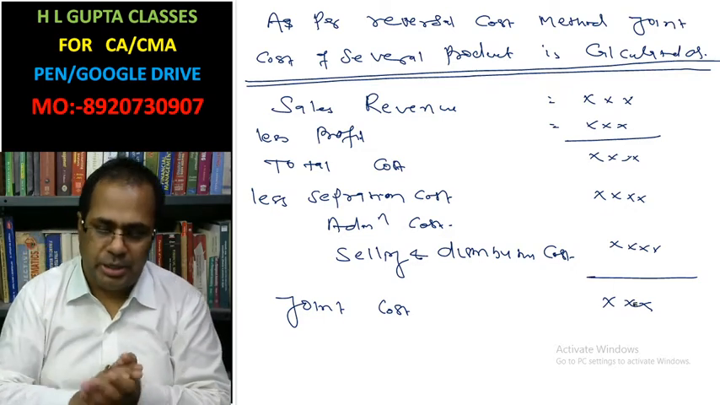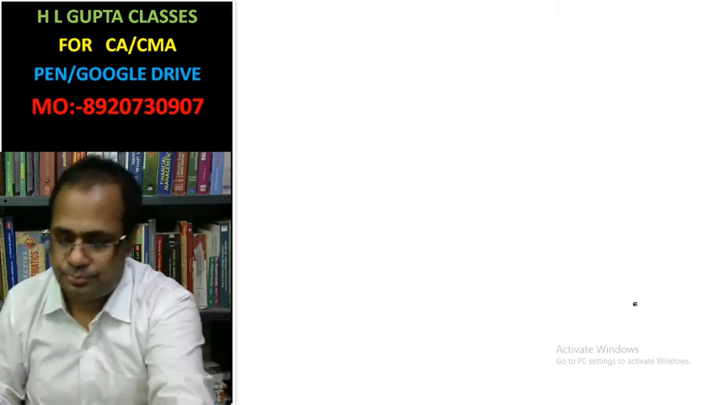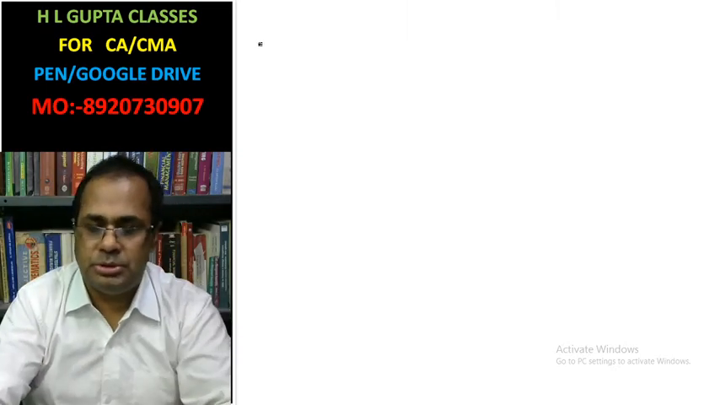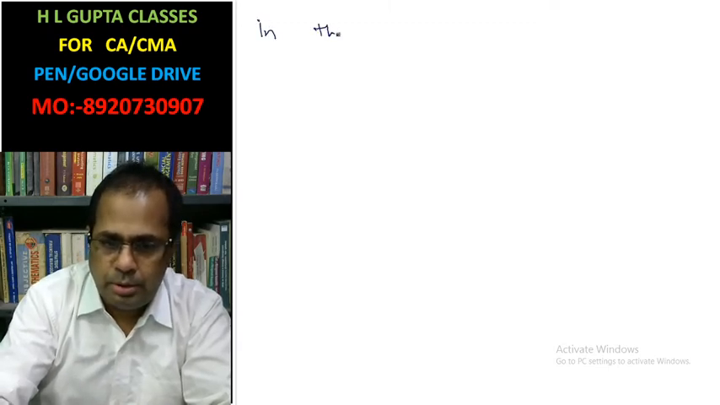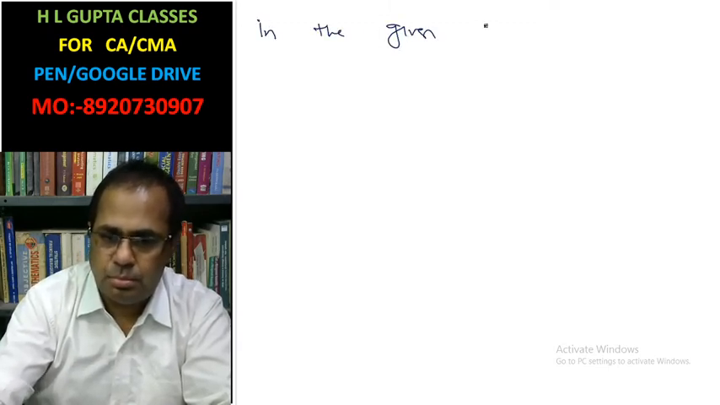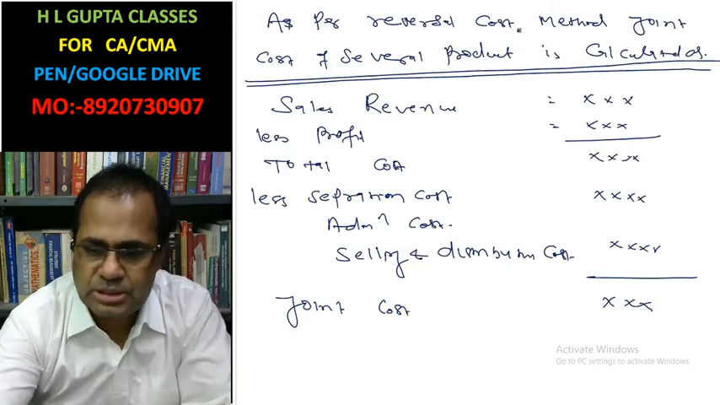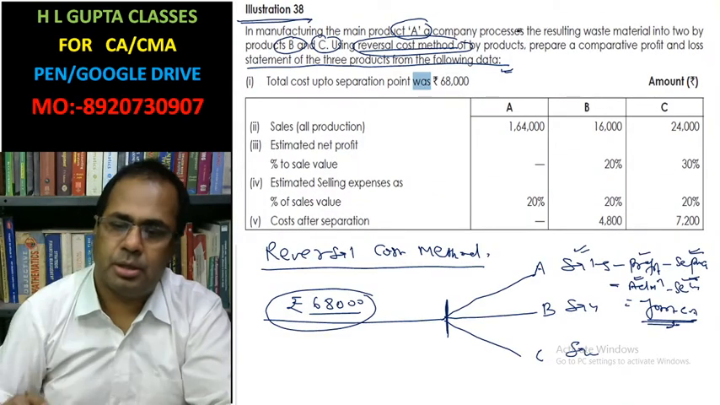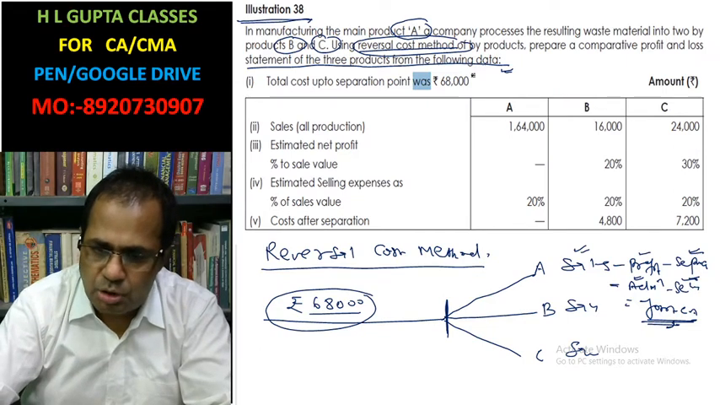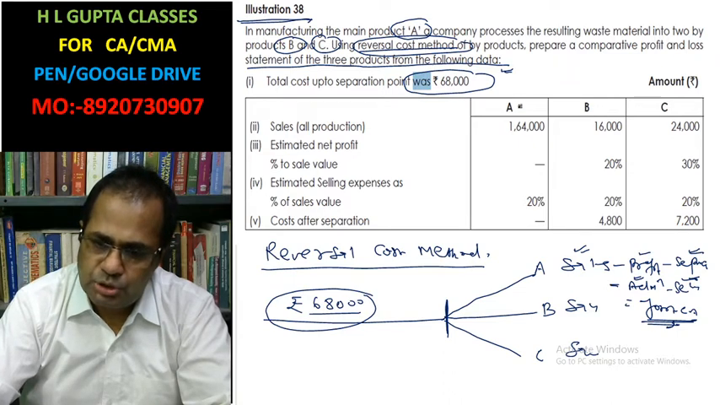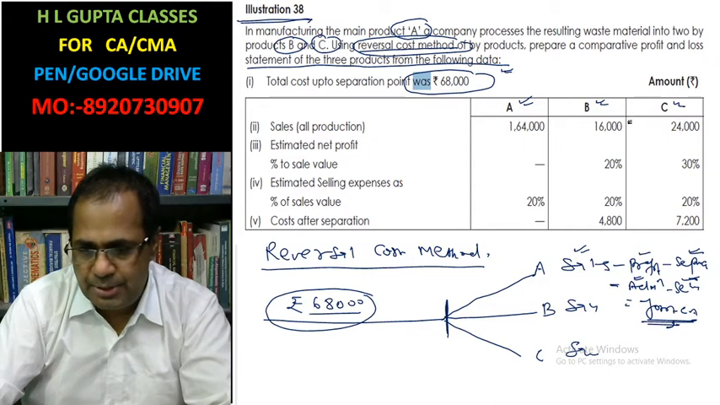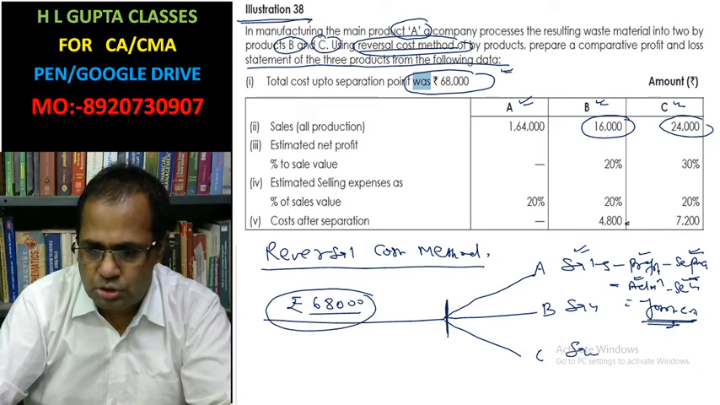In the given case, please try to understand. Look at it. In this case, the joint cost for A, B, C is given as 68,000. What will be the joint cost for A, B, and C? It is not given. Sales revenue is given. This is the cost after separation.